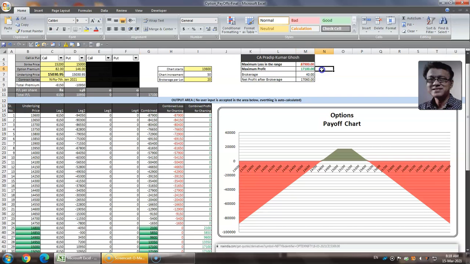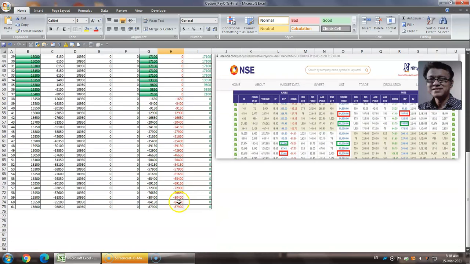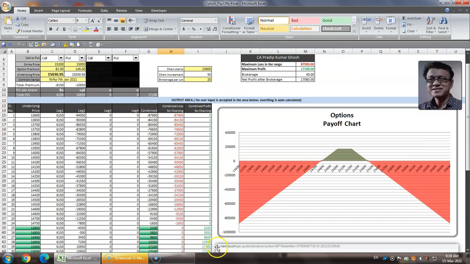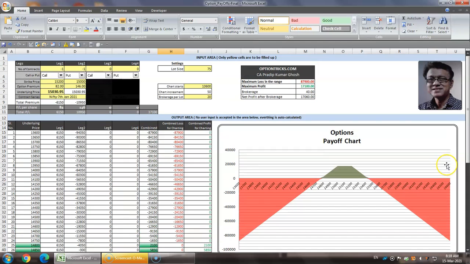Here he could have made a maximum profit of 17,100, and within the range of this chart, he would have a maximum loss of 87,900, which is here and also here at the bottom. But as I said, if the underlying price moves even beyond 13,600 here, or 16,600 here, then the losses can go even further.